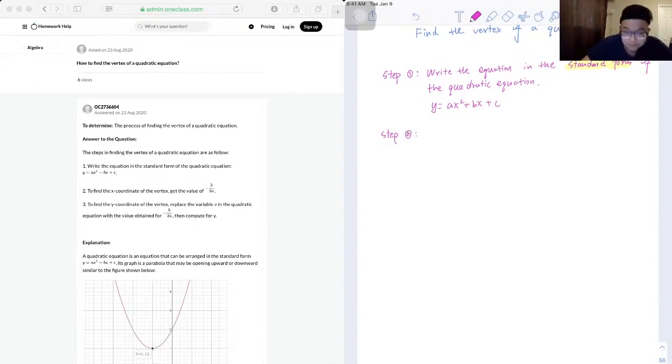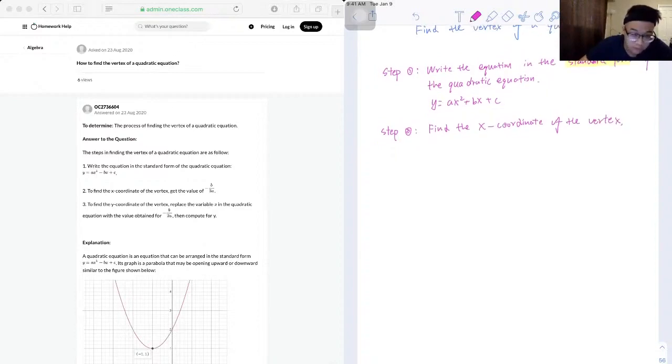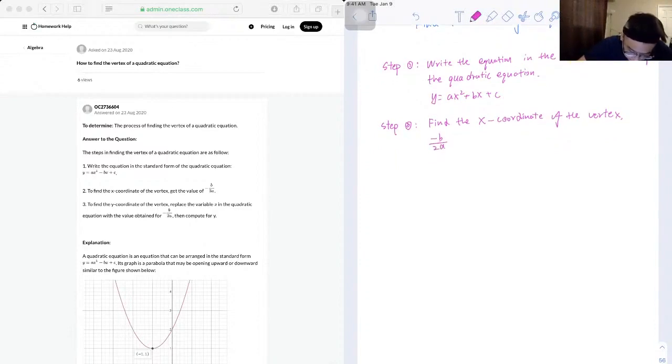And for our second step, we need to find the x-coordinate of the vertex, which can be represented by negative b over 2a. Negative b over 2a is the value we want.